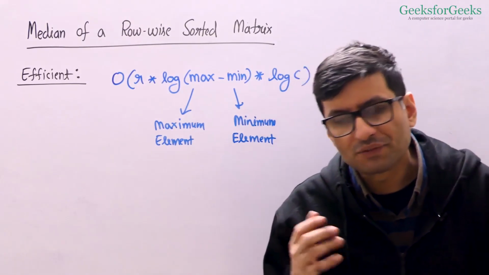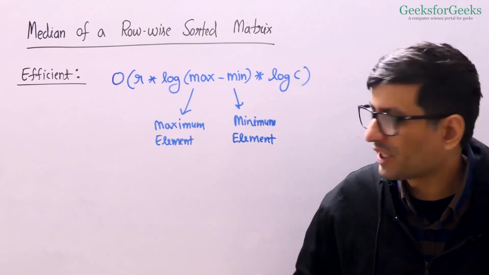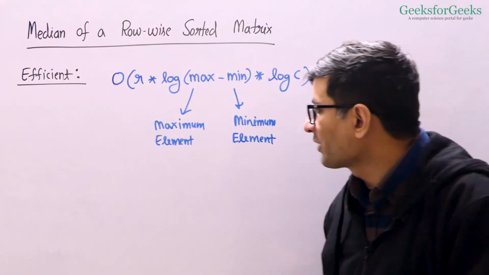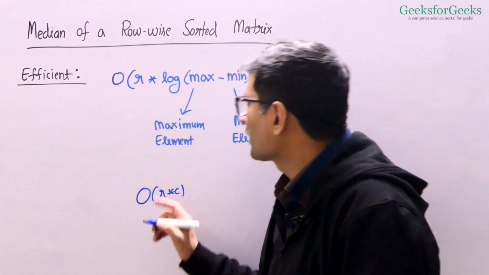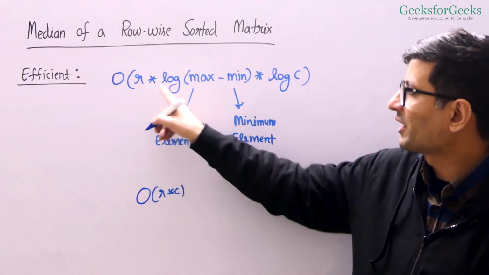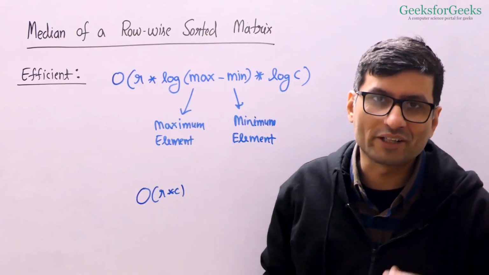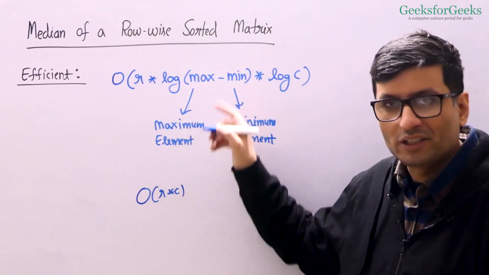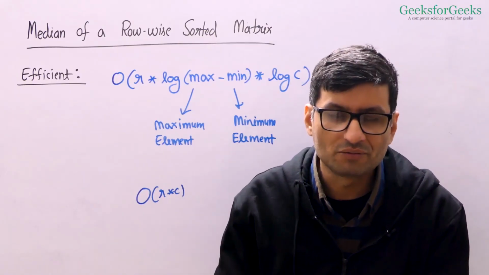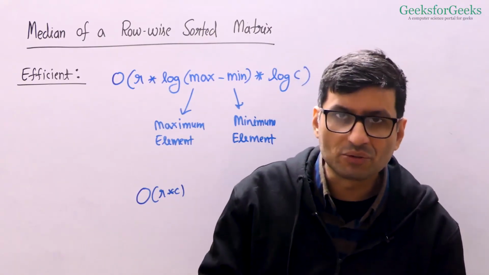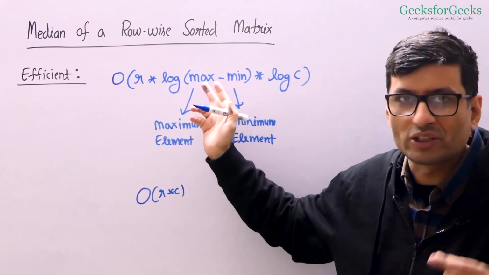Before we talk about this efficient solution, let's quickly compare the time complexities to understand why we are calling it efficient. See, the time complexity of the previous solution was big O of R into C. And the time complexity that we have here is big O of R into this log and log. See, log is definitely better. And how much better is it? See, max and min, even if they have a difference of maximum integer value, which is 2 raised to the power 32, this log base 2 of 2 raised to the power 32 is going to be only 32, right?